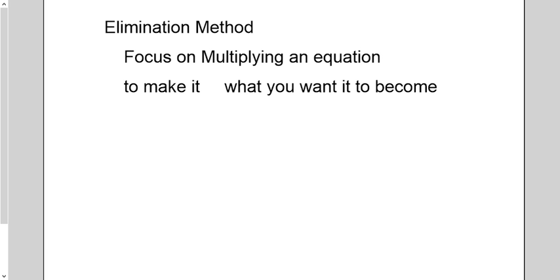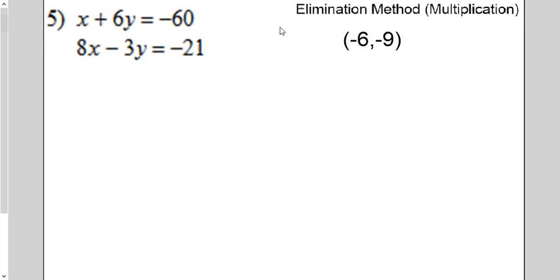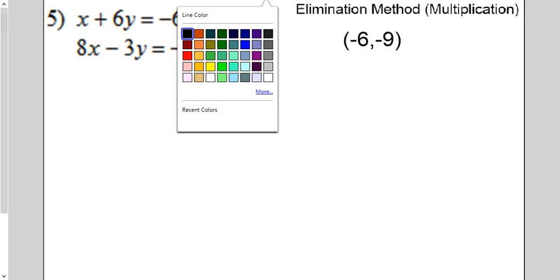Okay, in this video, I'm trying to help you see what to do when the elimination method is presented to you, and adding or subtracting the equations is not going to work. So let's take a look at this one from your homework. I'll even show you the answer: it's (-6, -9). That way you're not sitting here wondering what to do with it all.